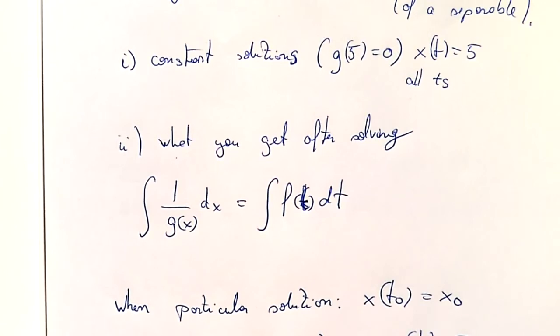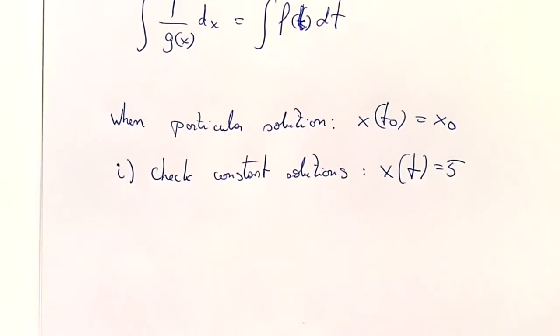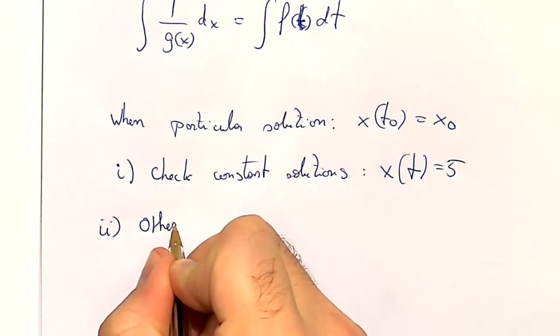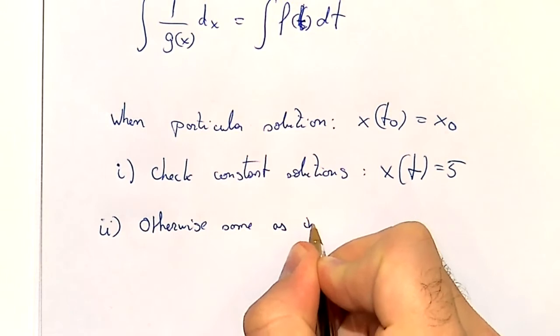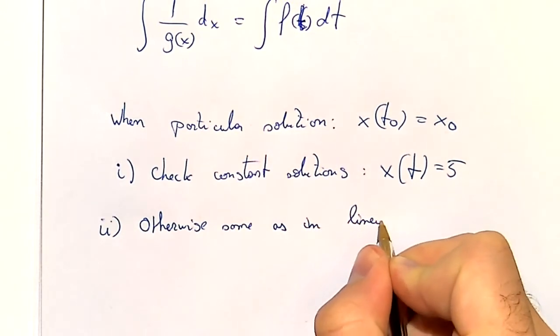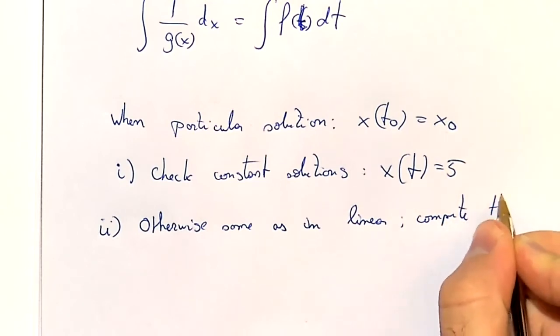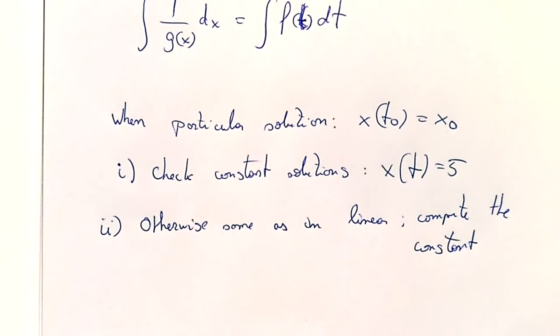But hopefully it's gonna go. I'll show an example of this as well. Otherwise, do the same thing we did. Otherwise, same as in linear, which is compute the constant. And this is gonna be the last part of theory we're gonna do today.